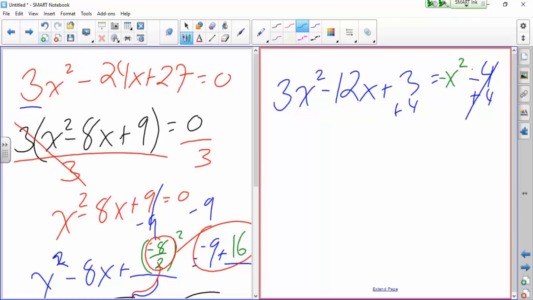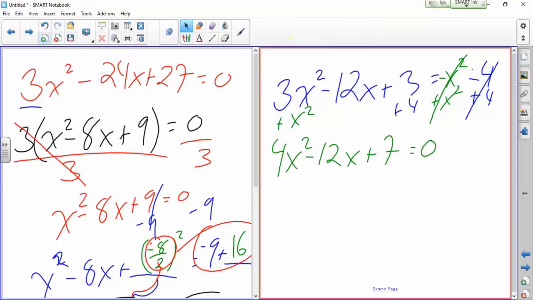That's fine. What do I have to do with this guy? We're going to add x squared. Are we good with that? Okay. So what is this? We have 4x squared minus 12x plus 7 equals 0. Divide by 4. Yes, you do divide by 4. Is everybody good on that?